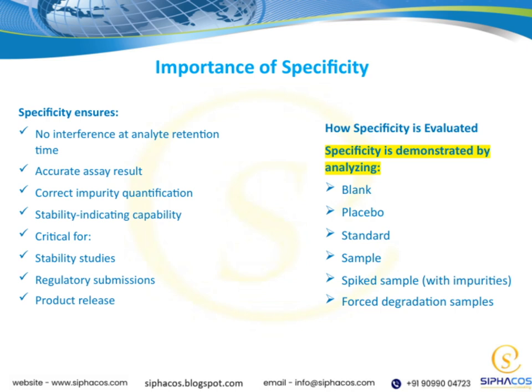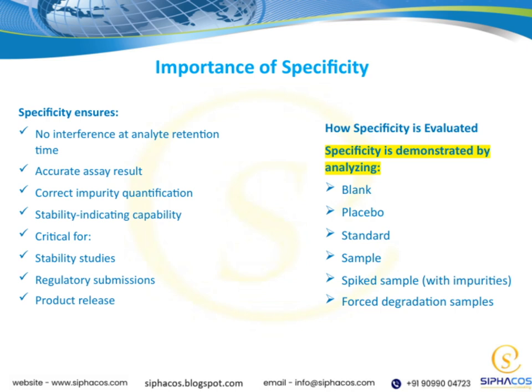We also test spiked samples that contain impurities, as well as forced degradation samples. This comprehensive approach ensures that our method can distinguish the analyte from other components and potential impurities. Now, why is specificity so important? Well, it ensures that there's no interference at the analyte's retention time, meaning we get a clear and accurate signal for our target compound. This directly impacts the accuracy of our assay results and allows us to correctly quantify impurities.